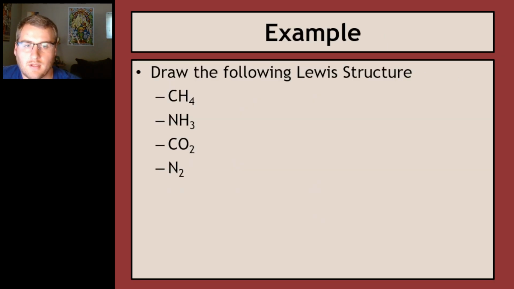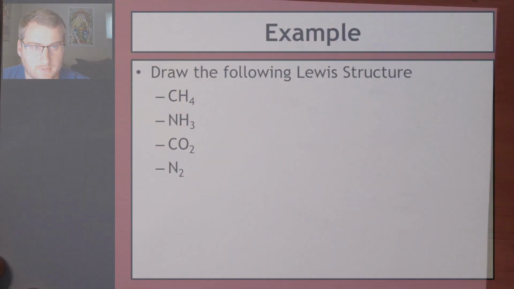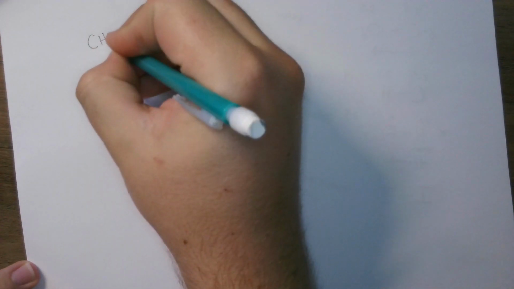So here I have 4 of the most common Lewis structures, and we're going to draw these together to show you how. All right. So it says draw the following Lewis structure. We're going to start with CH4.